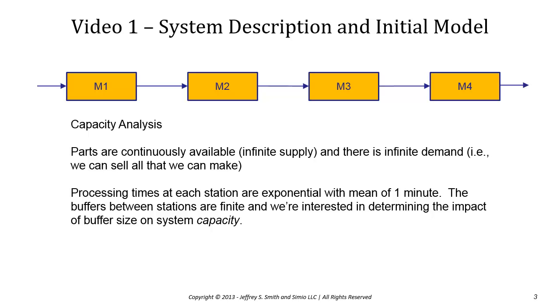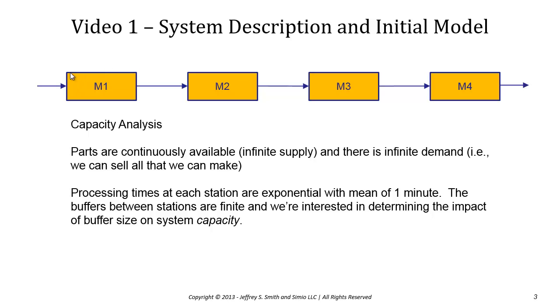In this lab, we'll use a serial manufacturing line, similar to the line that we saw in the previous lab, except in this case we have 4 servers. And our interest for this lab is to do something called capacity analysis. In essence, what we're interested in doing is determining what the capacity of the system is, assuming that we have non-infinite buffers between workstations. And so what we'd like to be able to do is determine the impact that changing the buffer size has on the capacity of the system.